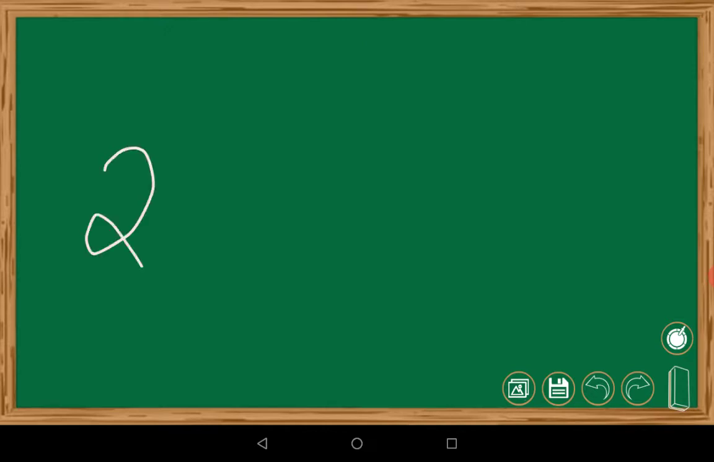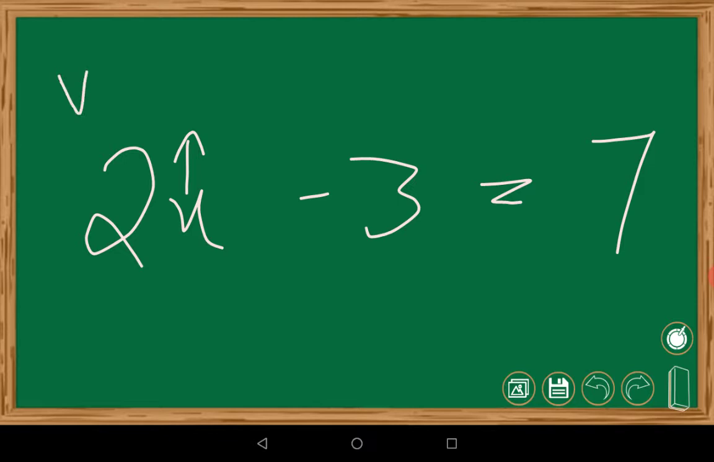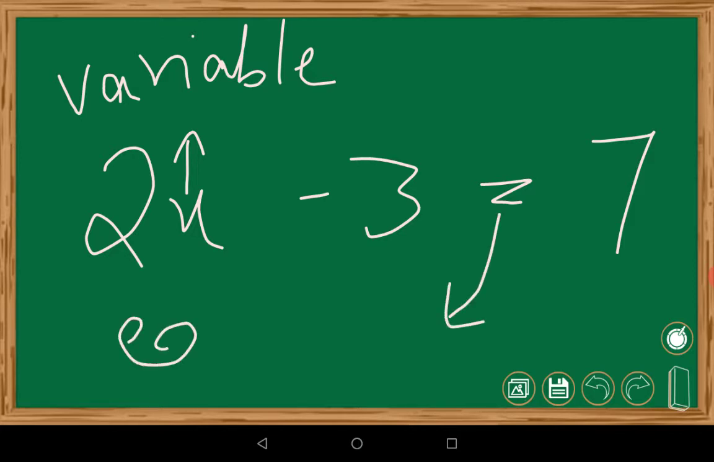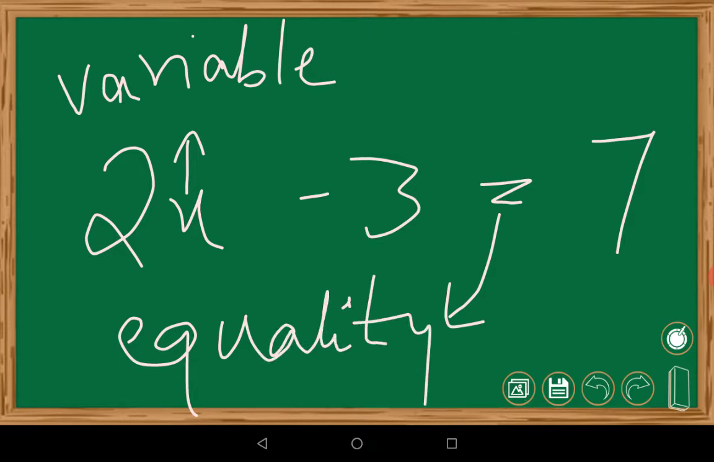2x minus 3 is equal to 7 is the equation. Let's think. First main thing, we have to see whether it is a linear equation or not. Equals to 7. First, this is the variable. And next, this is the equality. And next, here is the equation. So this is totally the equation.